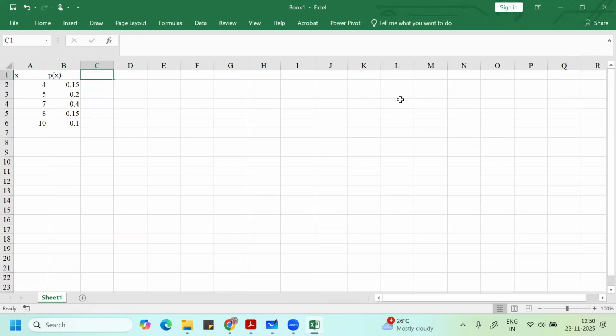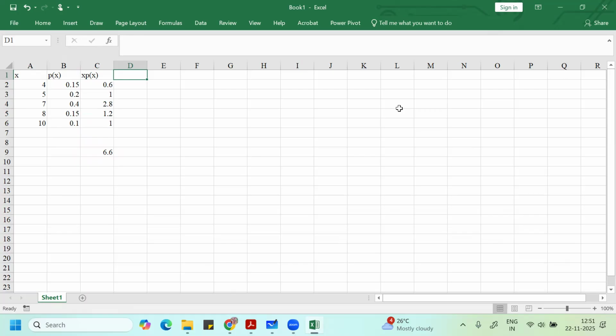Then I can find the product of xi into P of x. So x into p of x, this is 4 into 0.15, that I can do. And then this will give me 6.6. So the mean you got is 6.6.